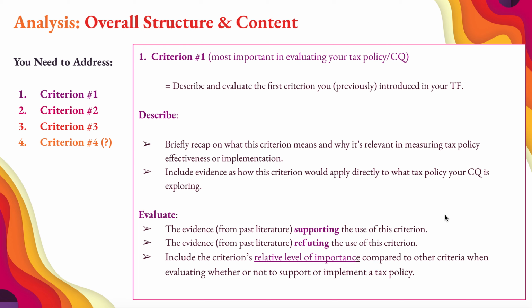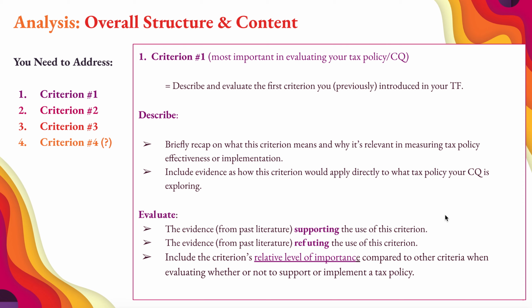So for each criterion, you need to describe and briefly recap basically what this criterion means and why it's relevant in measuring whatever tax policy and its effectiveness, or why or why not it should be implemented. So in this case, you need to include evidence as to how this criterion applies directly to what your tax policy in your central question is exploring.